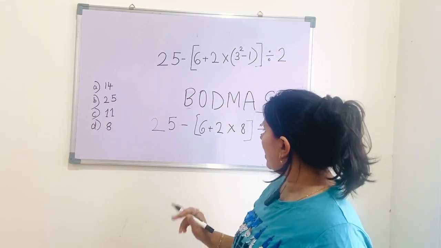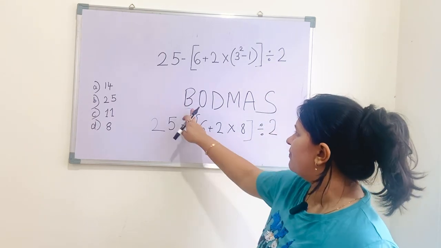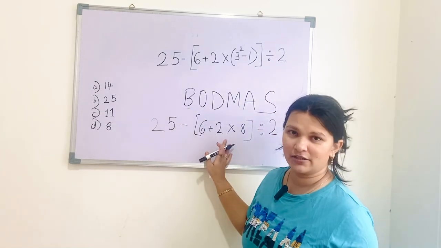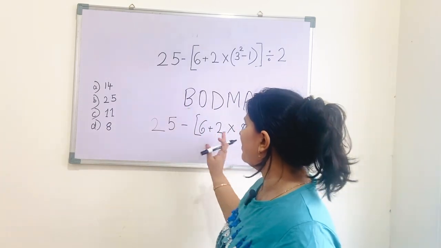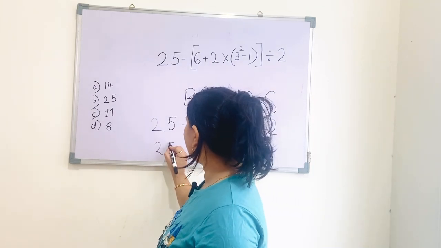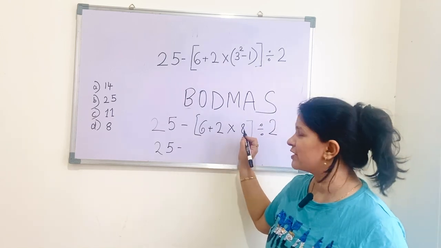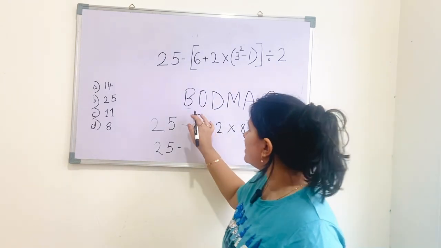Now what will we do? Again we'll solve the bracket only. Unless and until there is a bracket in the equation, we cannot solve anything else. So firstly we have to solve the bracket. So it again becomes 25 minus, then what will we solve in the bracket? There is addition and there is multiplication also, so we'll see the BODMAS rule.